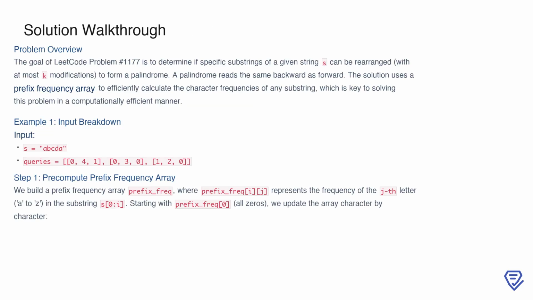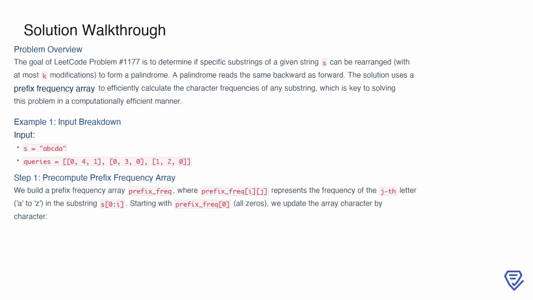In this problem, the task is to check if specific substrings of a string can be rearranged into a palindrome with at most a given number of changes. A palindrome is a sequence that reads the same forward and backward. To solve this efficiently, we use a prefix frequency array.